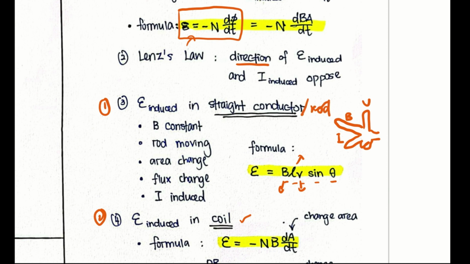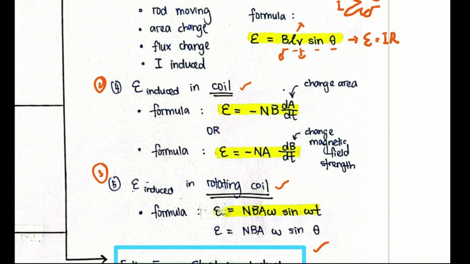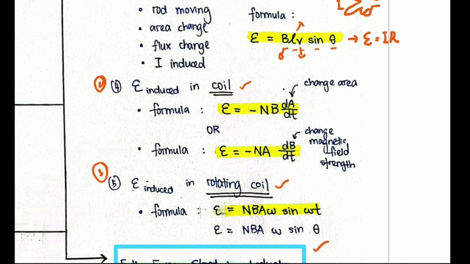For this case, your straight conductor is in the region of the magnetic field, and it must be moving with the velocity V. We can always relate our EMF with the basic equation E equal to IR, so you can also find the induced current from this equation. For the second case, the induced EMF in a coil: the first equation is if the area is changing, negative NB dA over dt. The second equation is if the magnetic field is changing, so A is constant, and it is negative NA dB over dt.